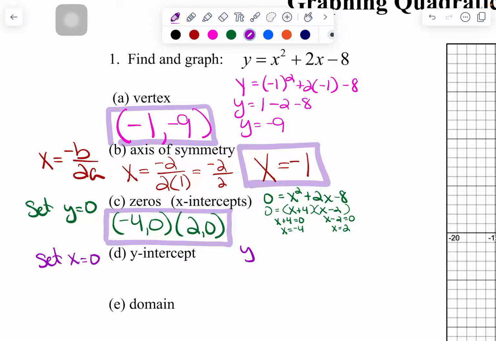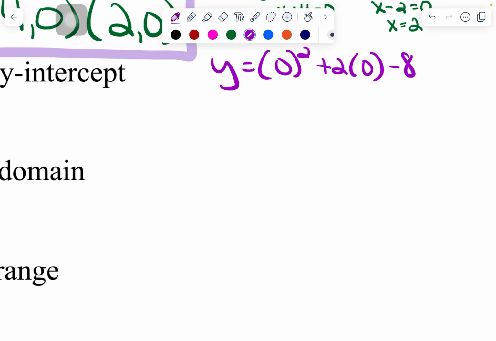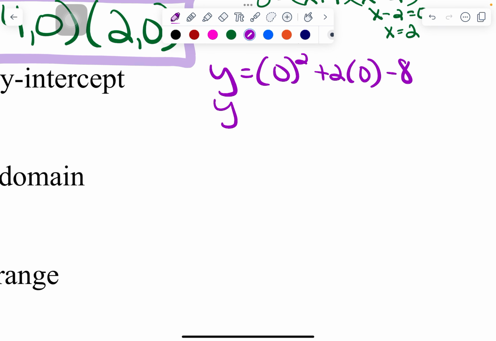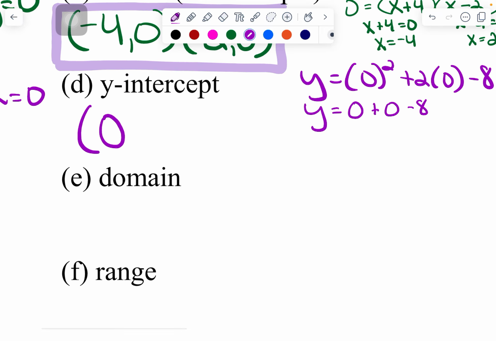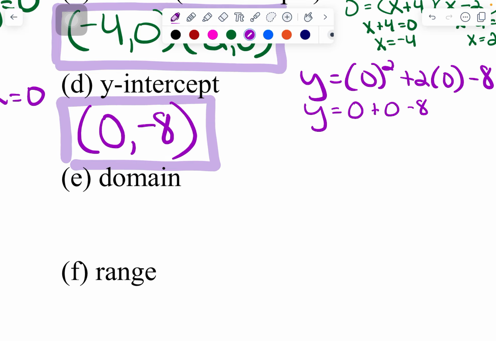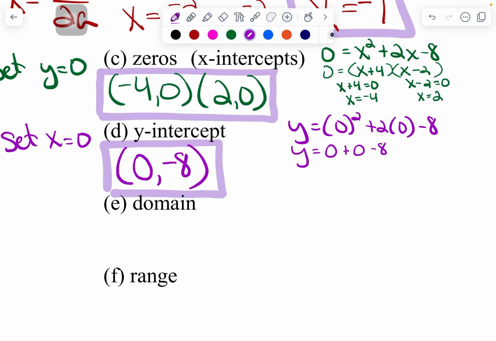So that's going to be y is equal to 0 squared plus 2 times 0 minus 8. I'm going to zoom in on that so you can really see that part. Do a little more evaluating here. 0 squared is 0. 2 times 0 is 0. And I have a minus 8 at the end. So 0 plus 0 minus 8. My y-intercept is going to be the x value of 0 and the y value of negative 8. So there is my y-intercept.